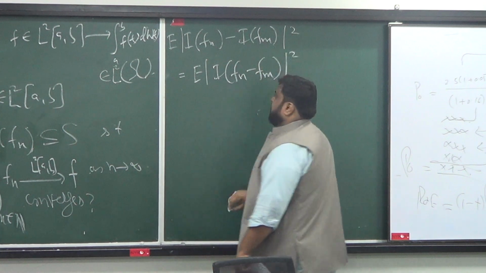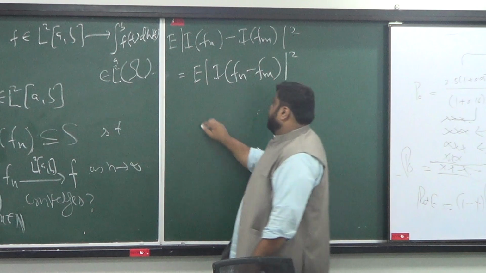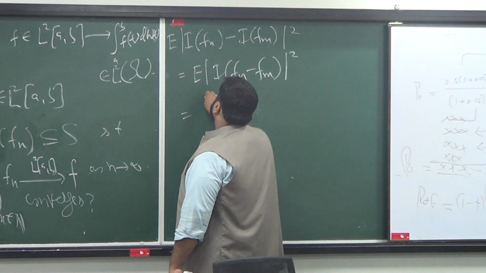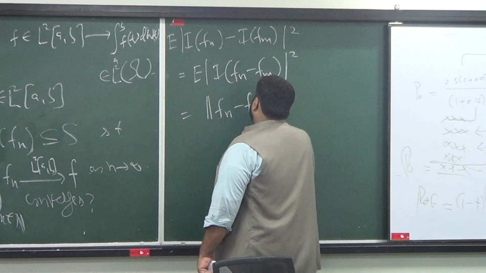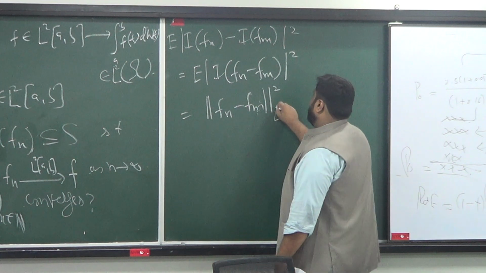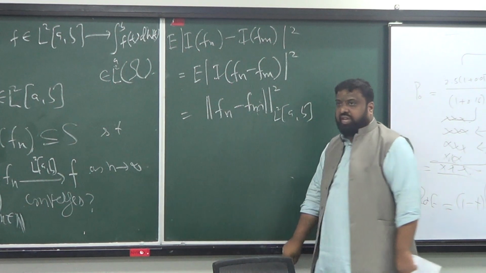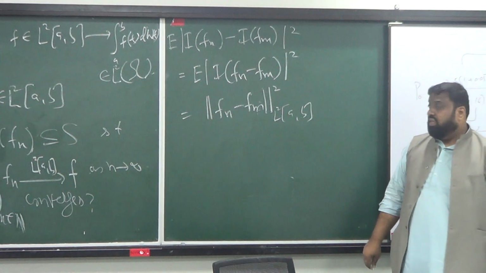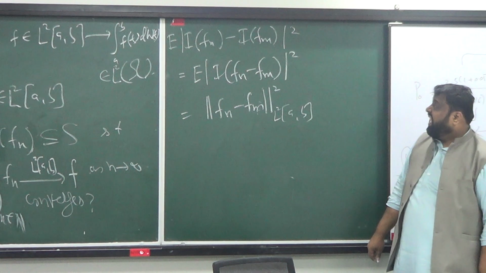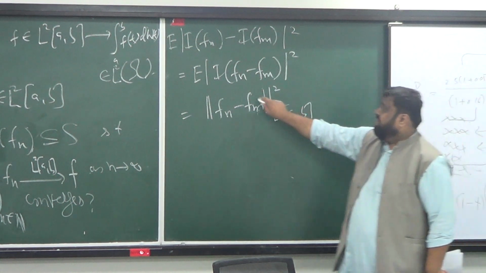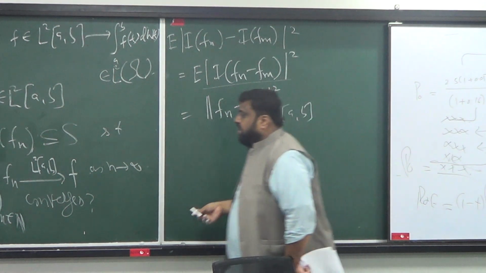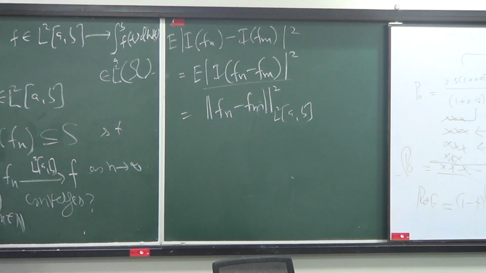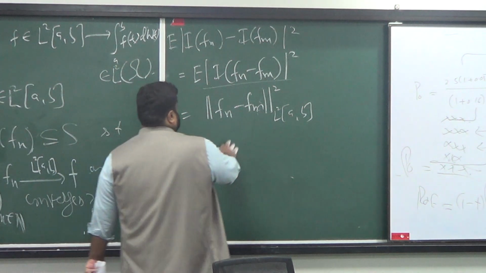And isometry tells you that this is the same as integrating the difference of fn minus fm squared in L2(a,b). So the expectation is also a norm, the norm in L2(Ω), and I'm using this property now. Expectation of I of fn minus I of fm squared is the same as that. So this must be the case.